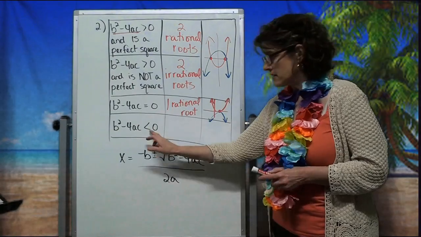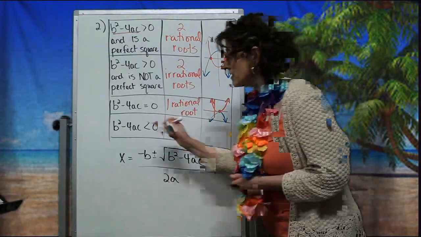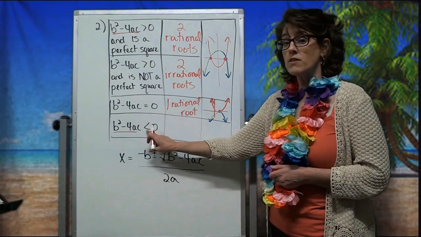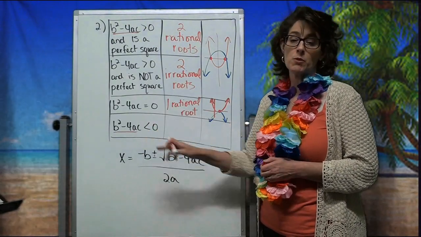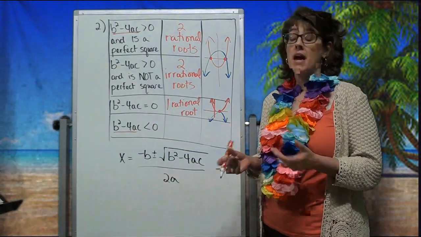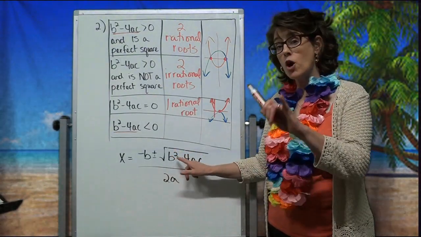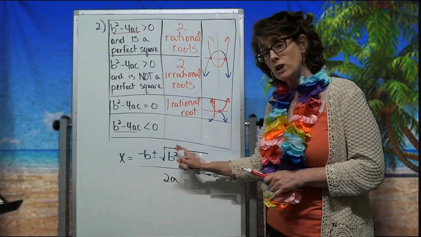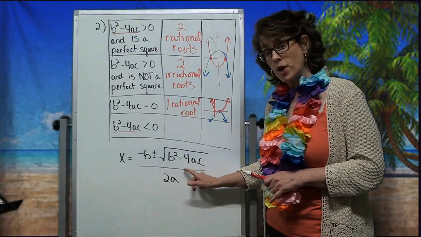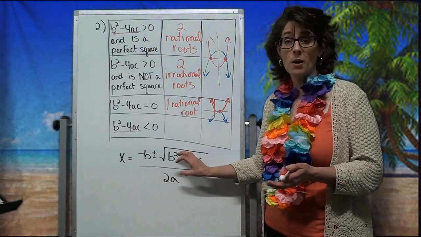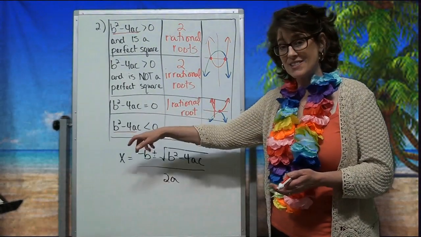Now, let's look at this last case right here. This says the discriminant, what is underneath that radical, is not positive anymore. It's less than 0. What types of numbers are less than 0? Yes, negative numbers. So I'm going to put a negative underneath here. Now, you know what happens when you have a negative underneath the radical, because we talked about that before. When you have a negative underneath the radical, remember, that's an imaginary number. You have to take the i out.